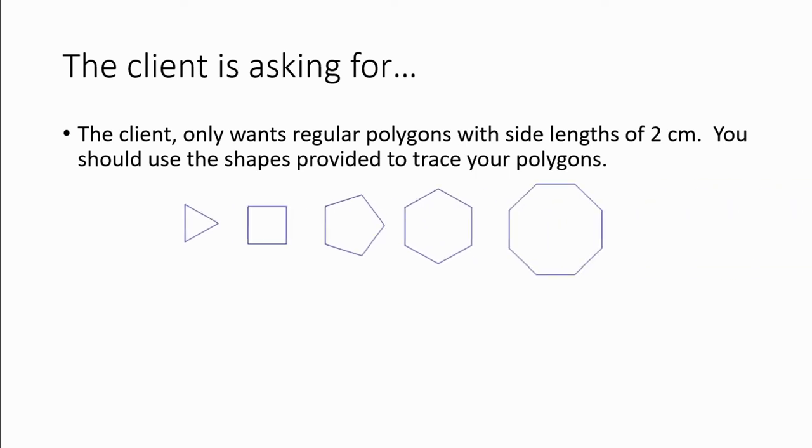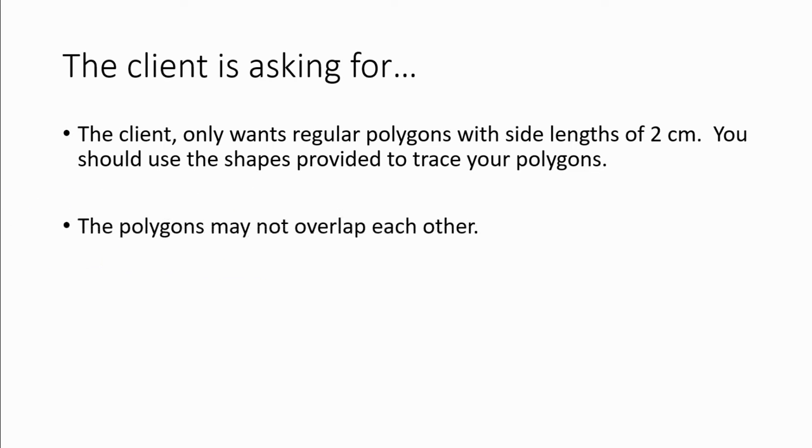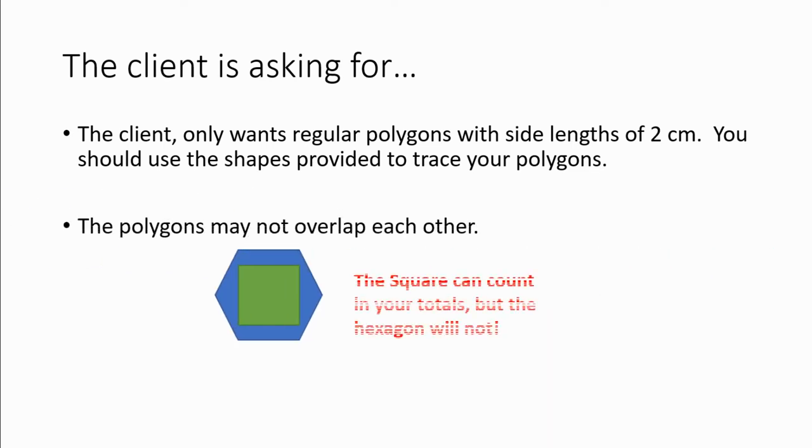They only want regular polygons with a side length of 2 centimeters. You should use the shapes provided to you to trace your polygons. Be careful not to lose them. You're listed with shapes from triangle to octagon. Your polygons may not overlap each other.